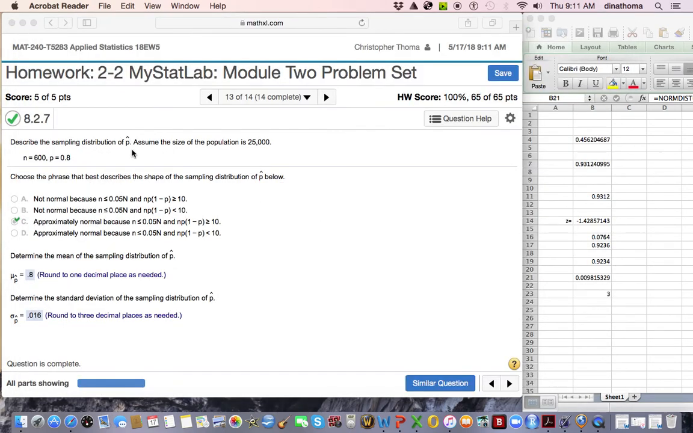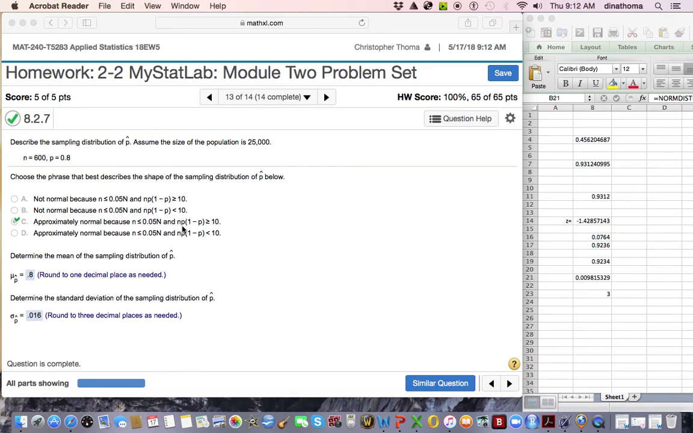So, describe the sampling distribution of p-hat. Well, there are some rules first. First, we have to look at our requirements. It is approximately normal if n, little n, which is our sample size, is less than 0.05 of big N, which is our population. Here, the population is 25,000. Multiply that by 0.05, and your sample must be less than that. And 600 is less than 5% of that population.